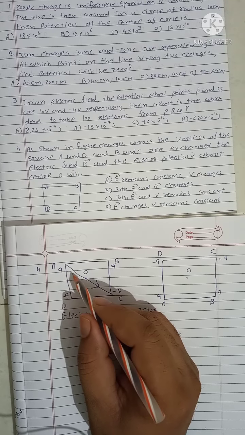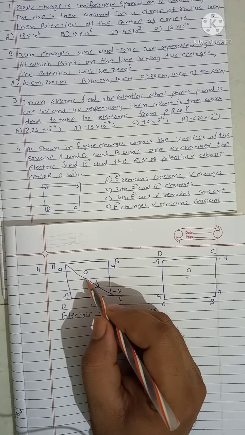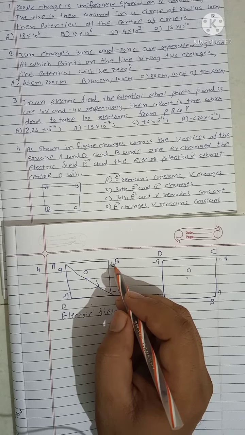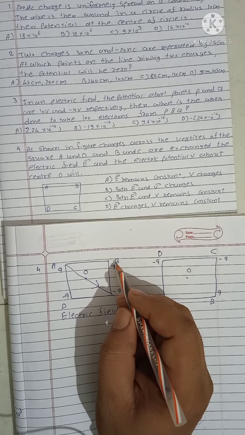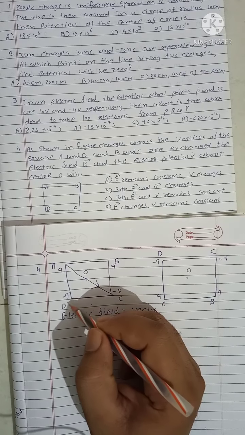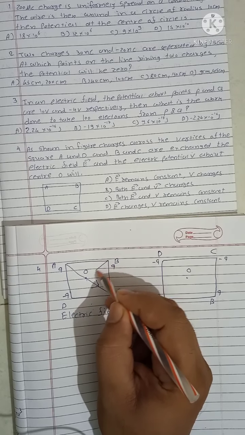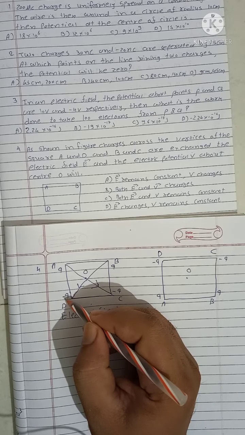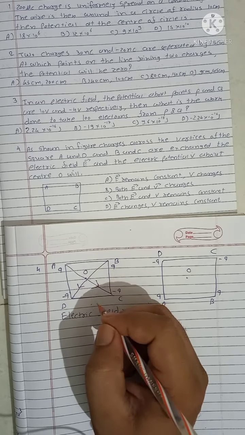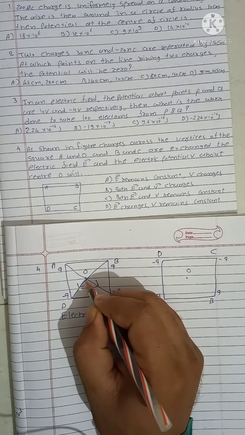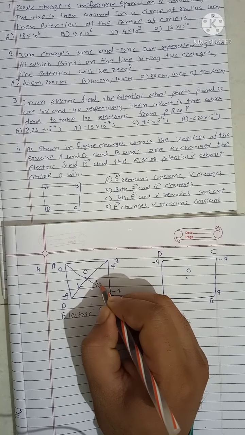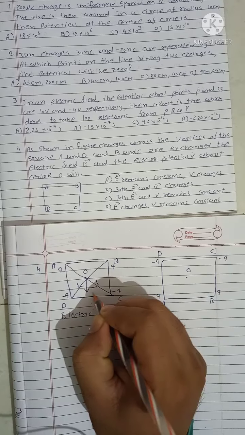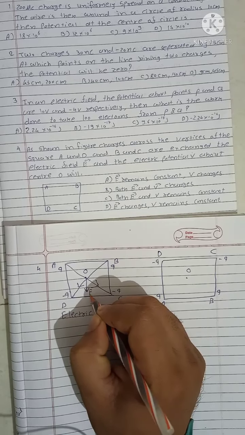As it is a positive charge, the electric field is directed outward, and similarly the resultant of B and D will be in the direction of D, as there is a negative charge at point D. So let's say the resultant of these two is on the downward side, and denote it as E.